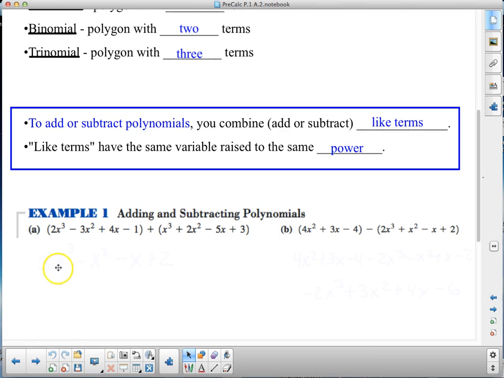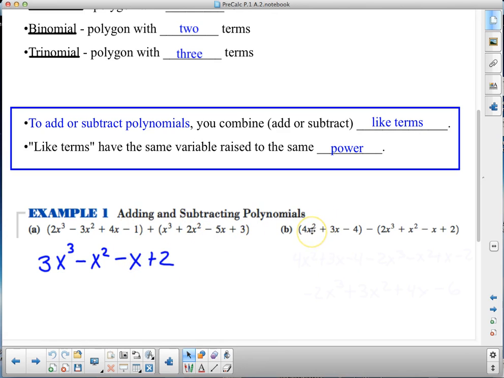Okay, welcome back. I hope things went well with you. The first one, we have 2x cubed and x cubed, which is 3x cubed. Negative 3x squared plus 2x squared is negative x squared. I got 4x minus 5x, and that's going to give me a negative x. That's 4 minus 5 is negative 1, and negative 1 plus 3 is 2.